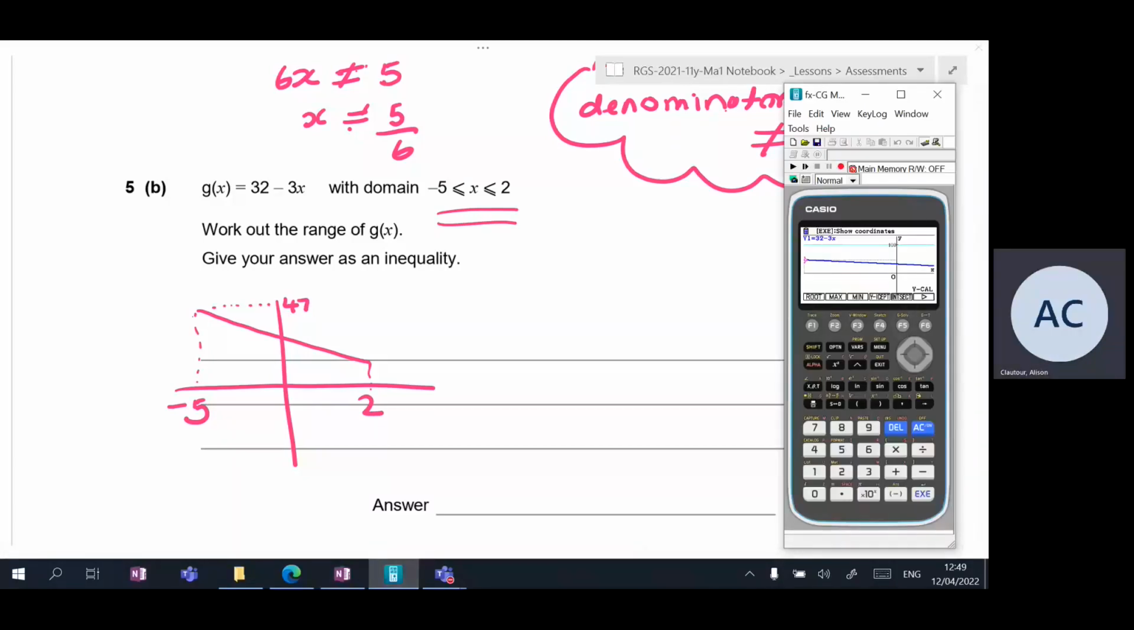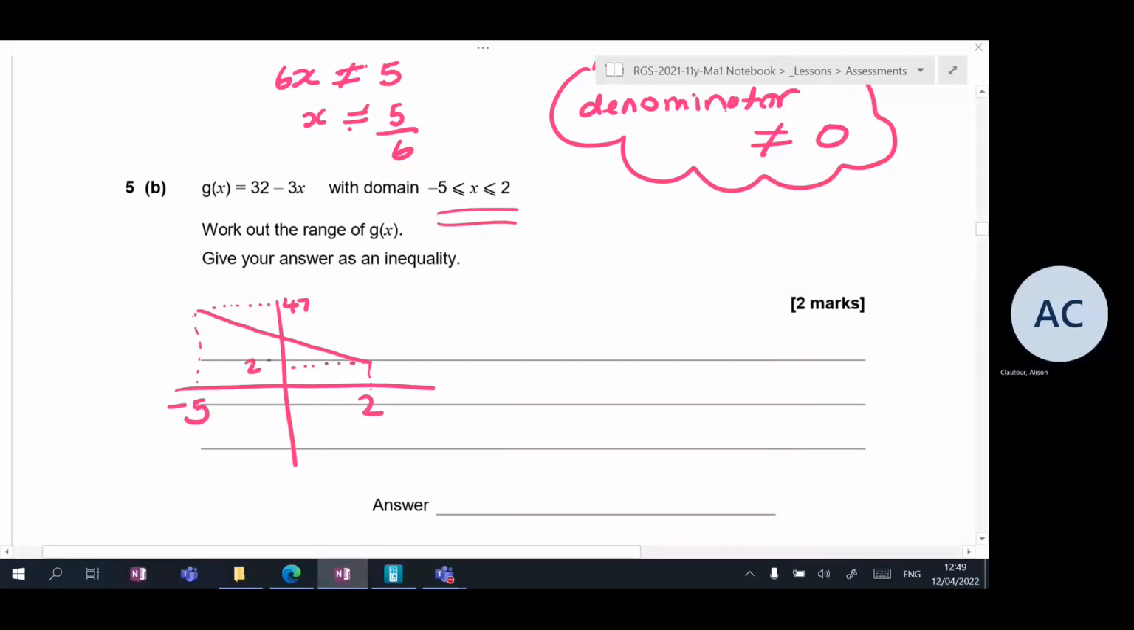And if we do the same thing again, the y calculation when x is 2, we get 26. Okay, so therefore your range is the set of y values your graph can take. So you can see if we read off any value on this graph, it would always have to lie between those endpoints. It would have to lie between 26 and 47.